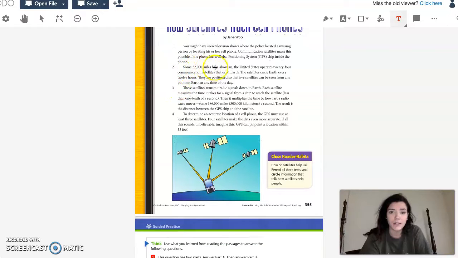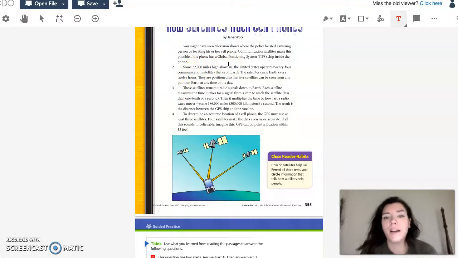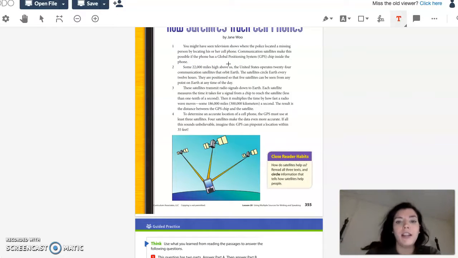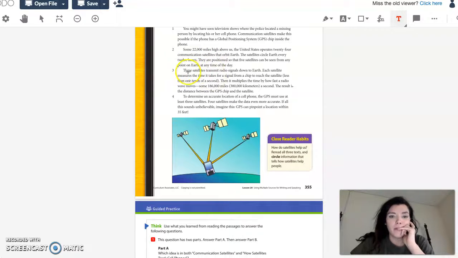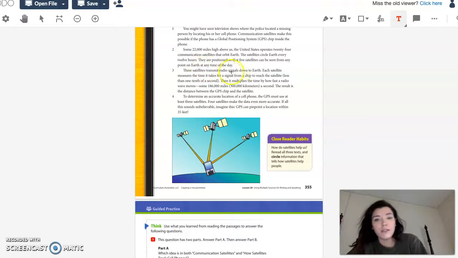Some 22,000 miles high above us, the United States operates 24 communication satellites that orbit Earth. The satellites circle Earth every 12 hours. They are positioned so that 5 satellites can be seen from any point on Earth at any time of day. These satellites transmit radio signals down to Earth.